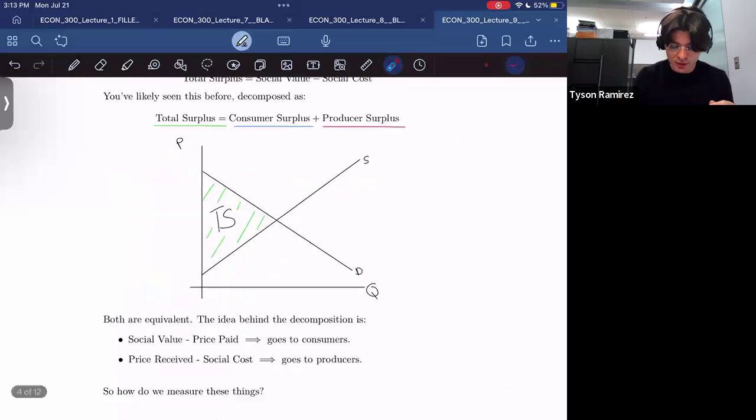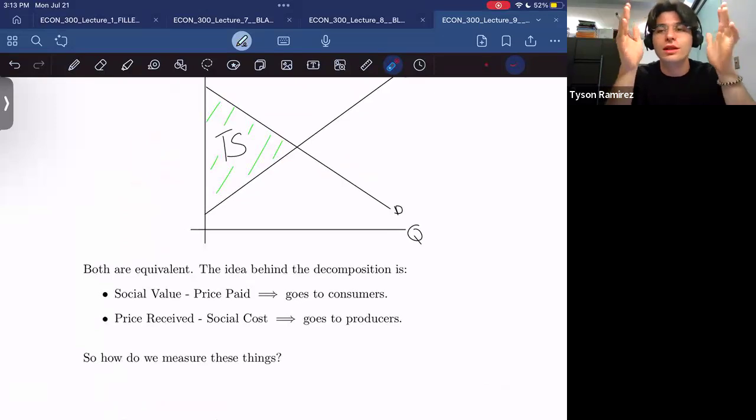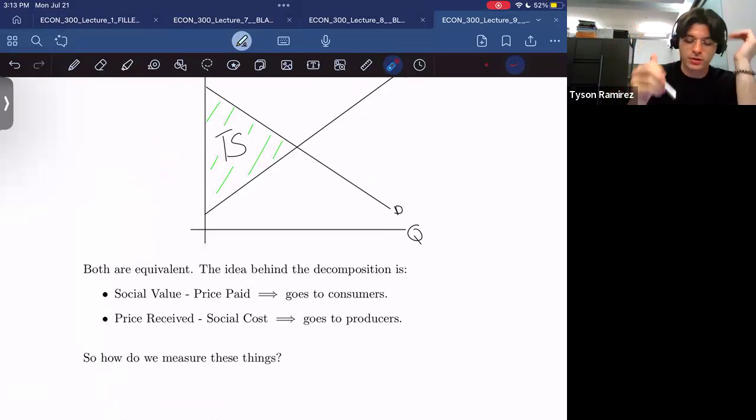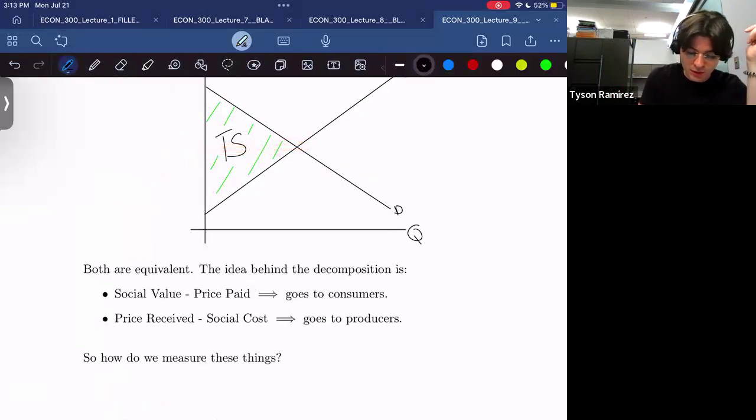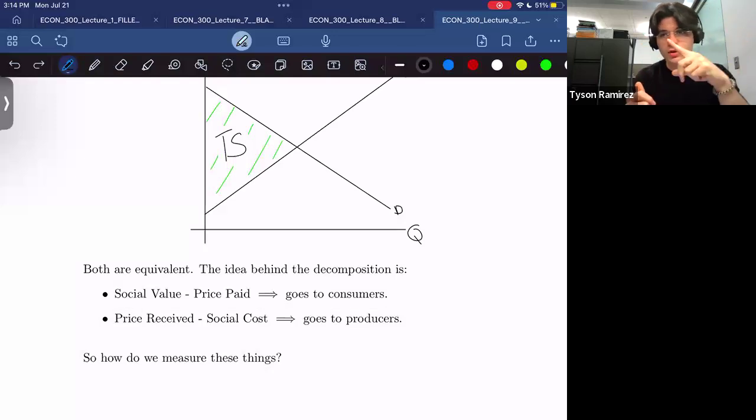Now, this is just the total surplus. And so how do we decompose total surplus? Well, the value of things minus the price you pay. This is what goes to consumers. We're talking about demand, so we're talking about value, talking about utility. And so all of that utility, all of that value goes to consumers.